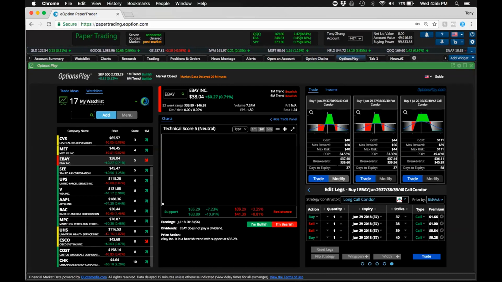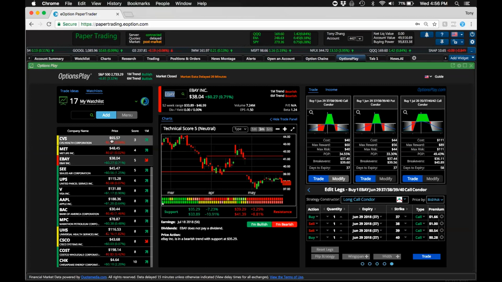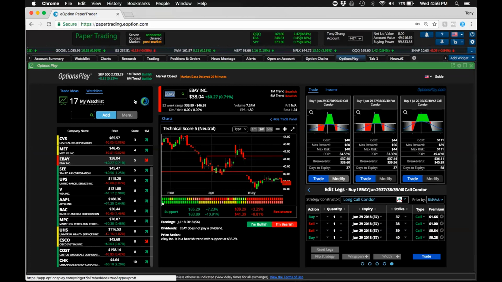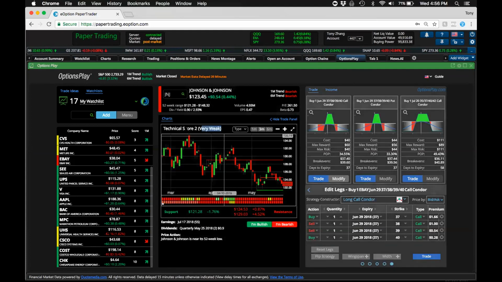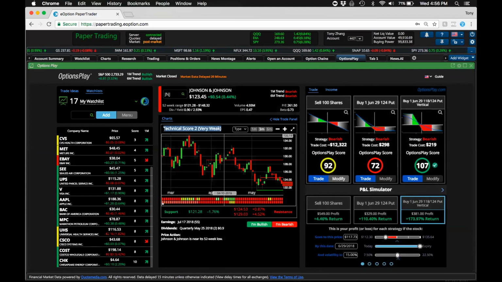So with that, what I want to do is just quickly sum up. Use the tools that are available to you here at OptionsPlay. Type in any stock that you want and quickly see where the relative strength of the stock is. This Johnson & Johnson has a weak relative strength, and the 1 month and 6 month trends are bearish. This allows me to quickly, within 2 seconds, see that this is a strong bearish stock.